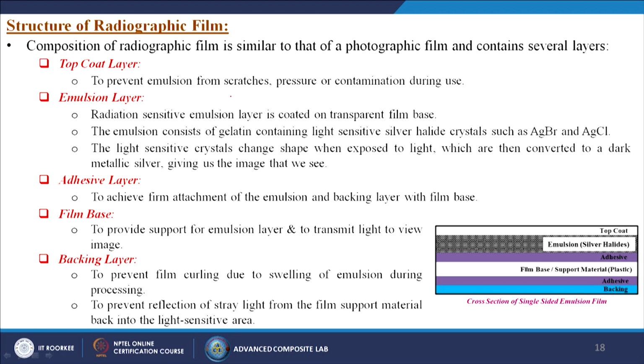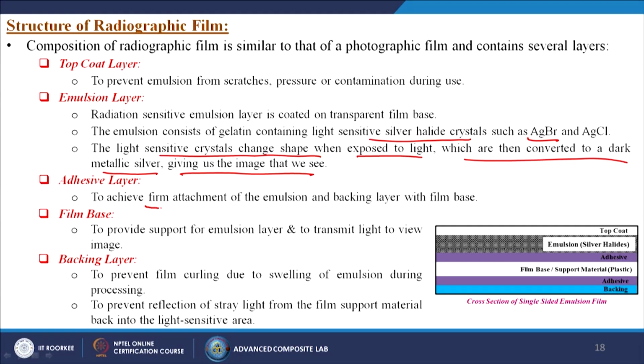Next one is called the emulsion layer. A radiation sensitive emulsion layer is coated on a transparent film base. The emulsion consists of gelatin containing light sensitive silver halide crystals such as AgBr and AgCl. The light sensitive crystals change shape when exposed to light, which are then converted to a dark metallic silver, giving us the image that we see. So, at the time of developing, some kind of chemical reaction is going on. The material is changing, and after that we get the exact image.